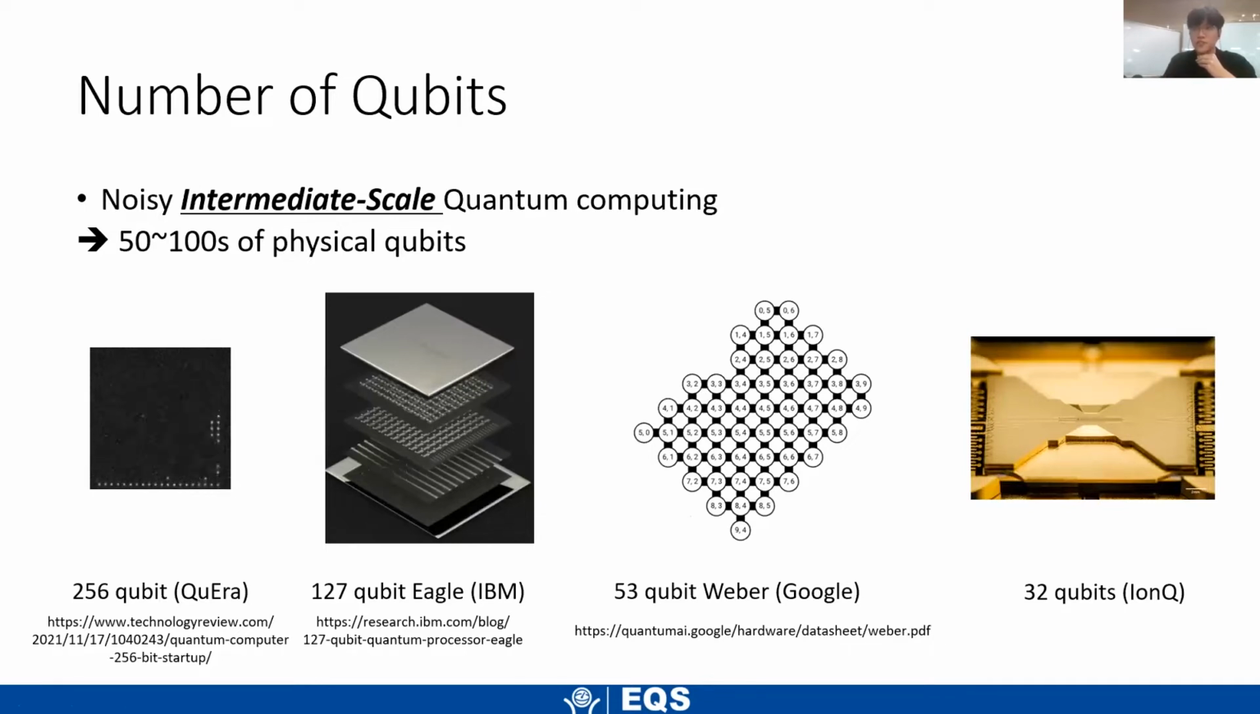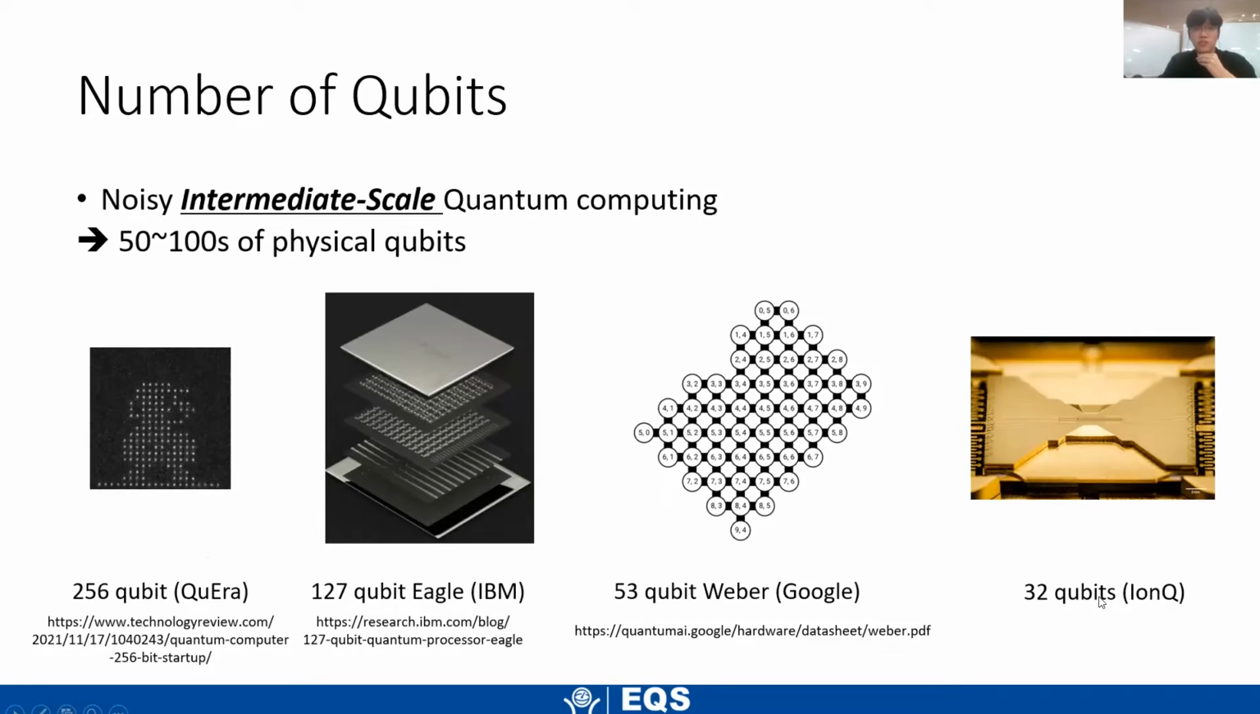We have intermediate scale. So the number of qubits that we will have access to will be about 50 to hundreds of physical qubits. And I've brought some examples of quantum processors that have been announced to the public. So there is a 256 qubit processor from QuEra, and a 127 qubit processor from IBM, and a 53 qubit processor from Google, and a 32 qubit processor from IonQ.